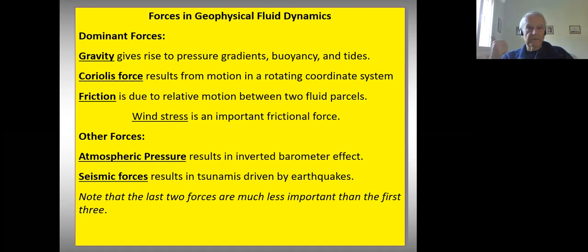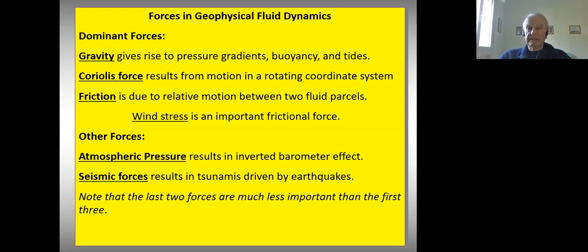We have a gravity force, which gives rise to pressure gradient, buoyancy, and tides. We have Coriolis force, which is the apparent force, which results from the fact that the motion is on a rotating coordinate system. And finally, we have friction, which is due to a relative motion between two fluid parcels or between two fluid levels. One of the important frictional forces is the wind stress.